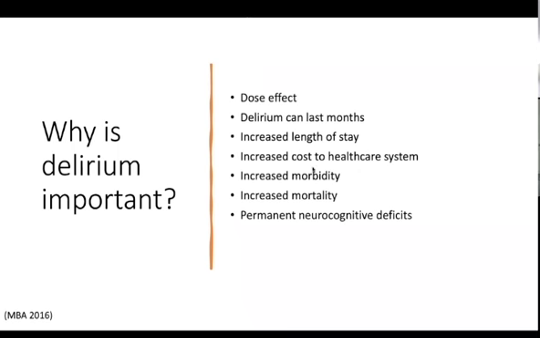Why is it important? Well, there's a dose effect. The more delirium you have, the more severe, the longer it lasts, the more brain is dying. So you're talking about brain death. It can last months. Untreated, it can last up to 6 months. It increases lengths of stay in hospitals. It increases tons of costs to healthcare. You have more medical problems and you die more. And you might never come back. You might have permanent neurocognitive deficits once you recover from your delirium, depending on how much brain has died.